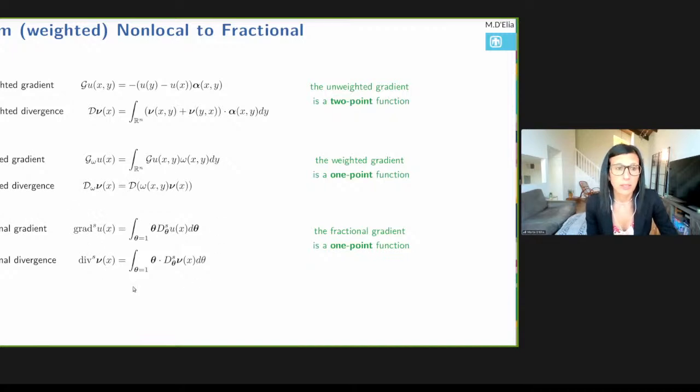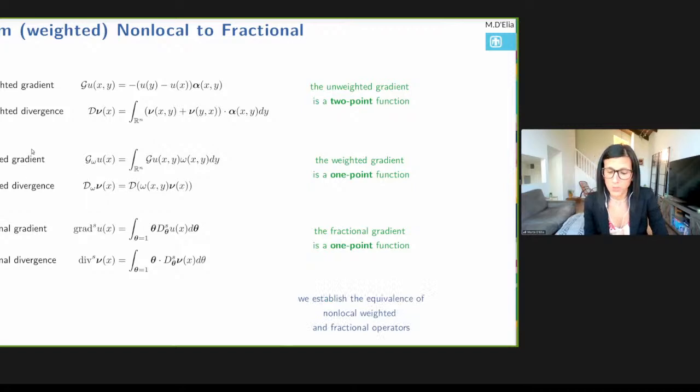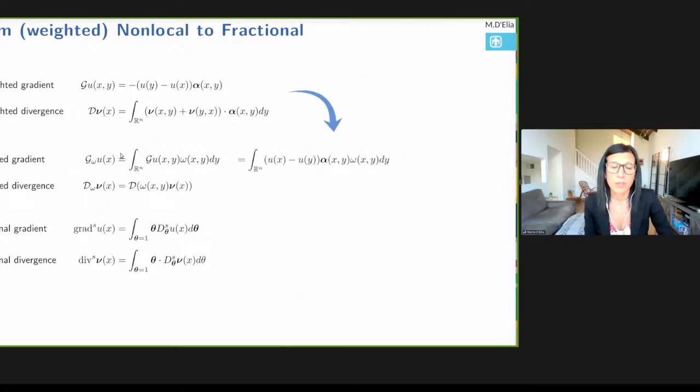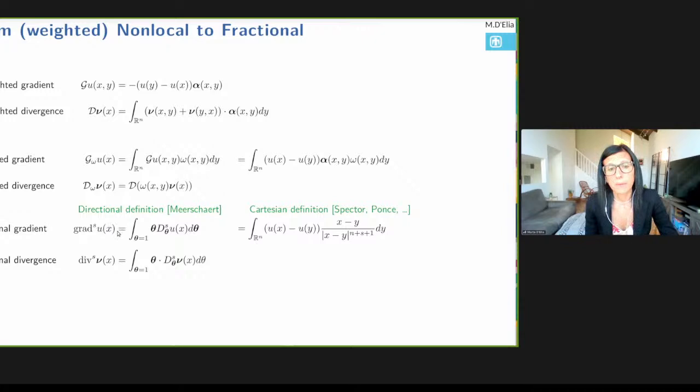So it's clear that if we want to find a relationship between generalized non-local operators and fractional operators, we have to look at weighted operators because, looking at the gradient specifically now, the gradient here is a one-point function and the gradient here is a one-point function. To establish this relationship, I'm writing explicitly what a weighted gradient is. And I'm also writing the Cartesian definition of the fractional gradient. These definitions are both in the literature and they're indeed equivalent. So it can be shown that these two objects are indeed the same object.